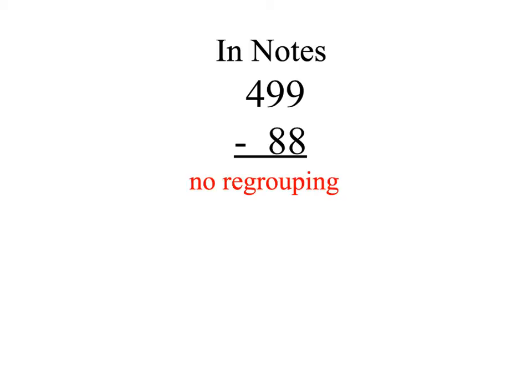Now in this case, we're going to subtract, but there's going to be no regrouping, meaning that the digits on top are large enough to subtract the digits on the bottom. For example, if we take 9 ones and we need to take 8 away, that means we're going to have 1 left over. If I have 9 tens and I'm going to take 8 tens away, that means I'm going to have 1 ten left over. If I have 4 hundreds and 0 hundreds and I take that away, I'm going to have 4 hundreds. So your answer is 411.